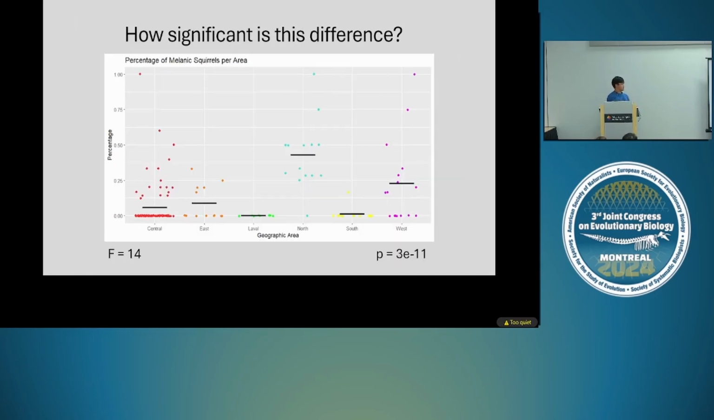And yeah, if we look at how different these ratios are, well, the North Shore has a ton of black squirrels, lots of them in the west, a few of them in the center and in the east parts of the island, which from now on I will consider as sort of the same place. There is a good number of them, but in Laval and in the south, there's really not that much prevalence.